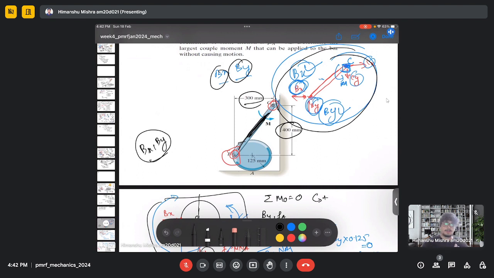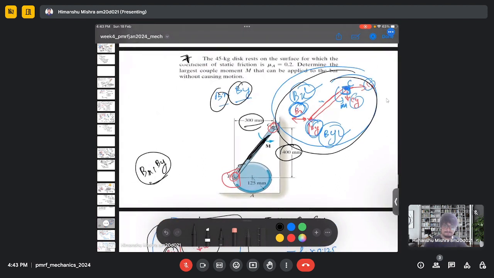So the similar concept we will be using when we have a wedge problem. Then we have to consider the blocks separately and the wedge separately, and we have to do the force equilibrium for the block and wedge separately, and then we need to calculate the unknown forces. So any doubt in this one?